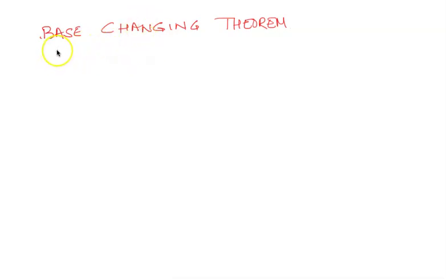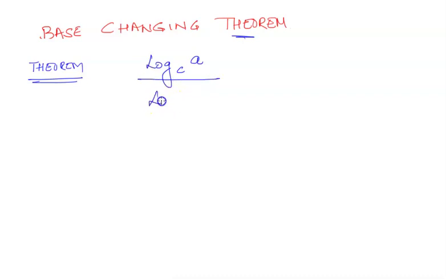In this video, we will be talking about a theorem in logarithms, which we call the base changing theorem. So what do we mean by the theorem? Let's first define the theorem. What this theorem says is that if you have log a to the base c divided by log b to the base c, then this value is equal to log a to the base b.